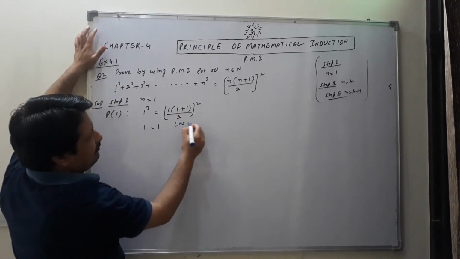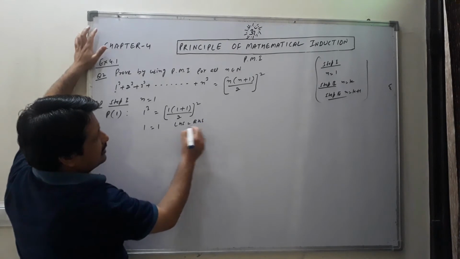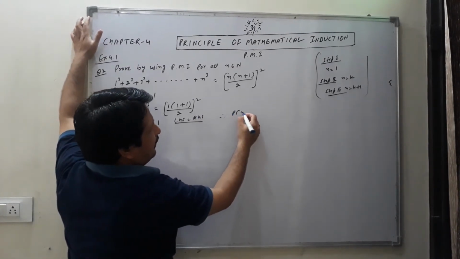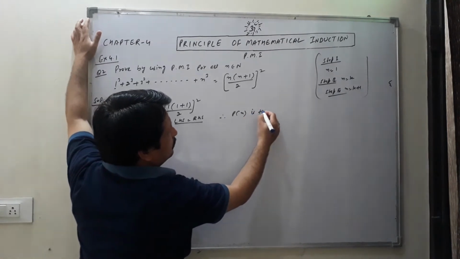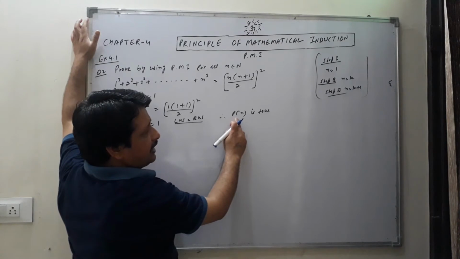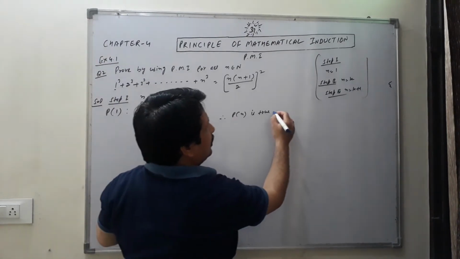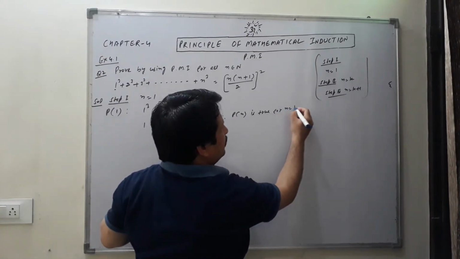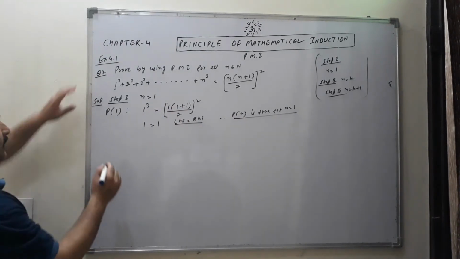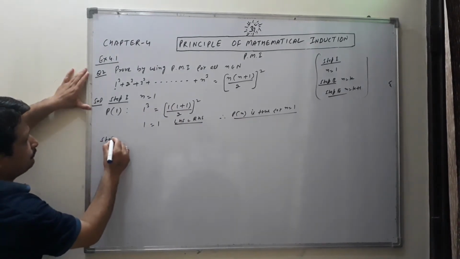So the left hand side will come equal to the right hand side, students, and therefore P of n is true. When the left hand side is equal to the right hand side, then we will write this: P of n is true for n is equal to 1. This is step number 1. Come to step number 2.